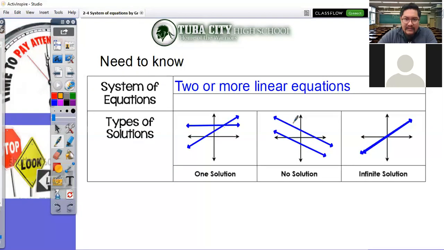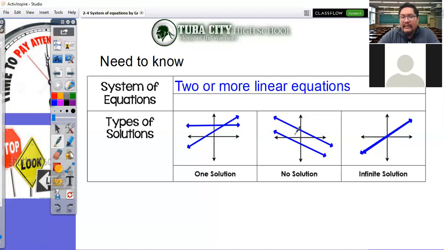These are the three different kinds of solutions that you can get. The first one is a one solution, or single solution, and that would be right there where they intersect. The intersection is where the solution would be. Remember that there's always an x and a y value. It's where x and y can be equal to each other, so where they can basically meet up.